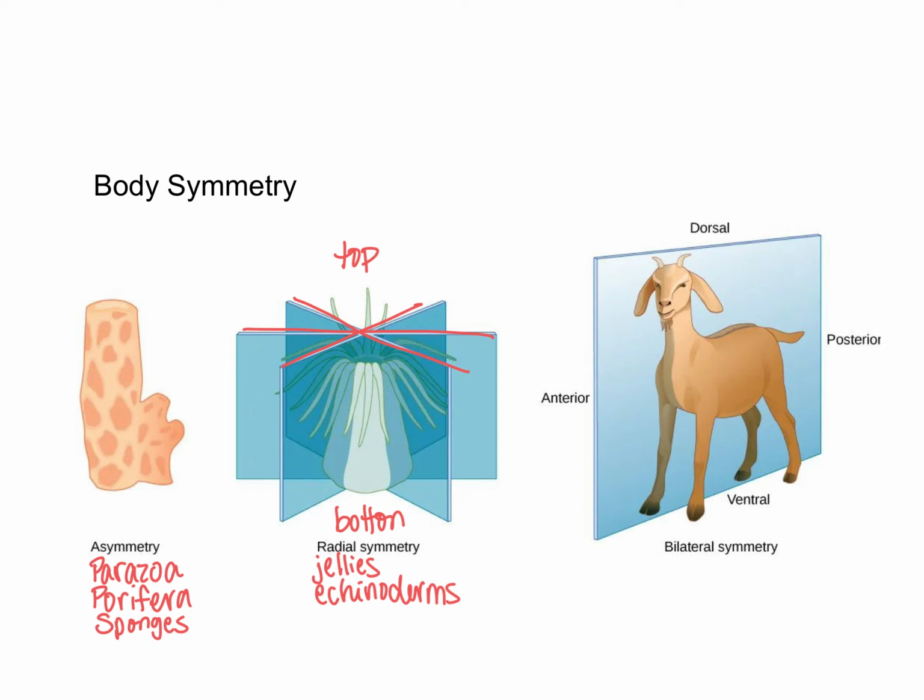And then bilateral symmetry is typically found in things like arthropods and the different worms, and of course, vertebrates here. And bilateral symmetry just means that you basically have a left and a right part. So left and right sides.